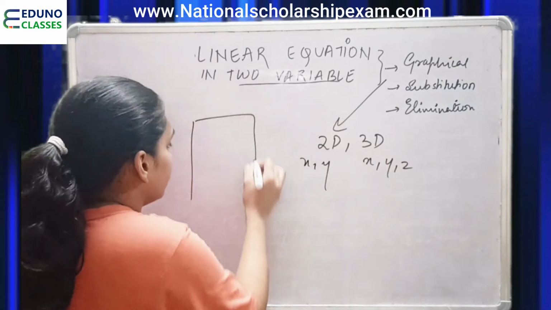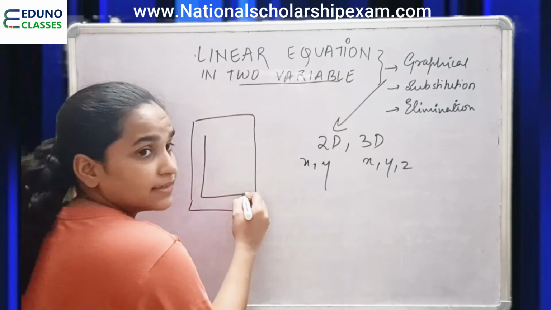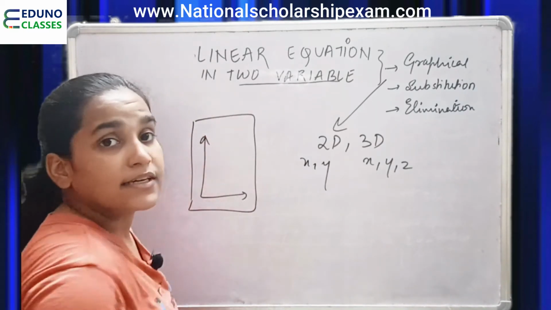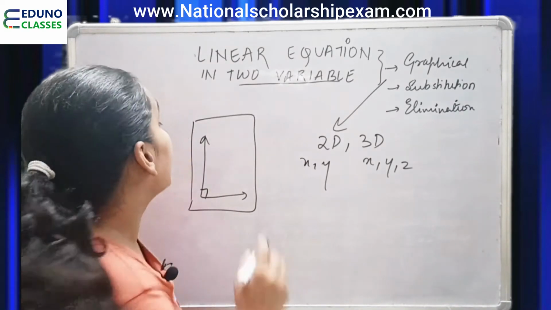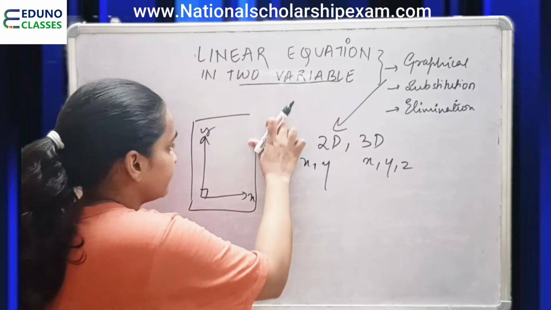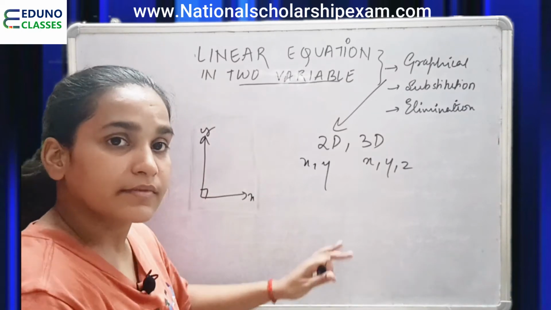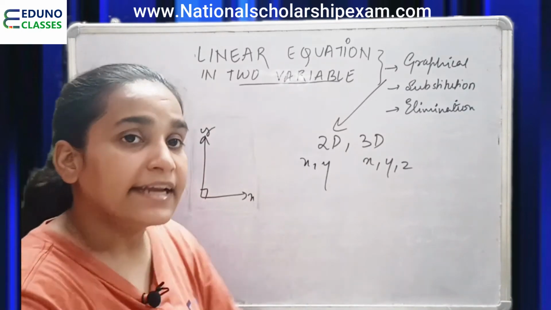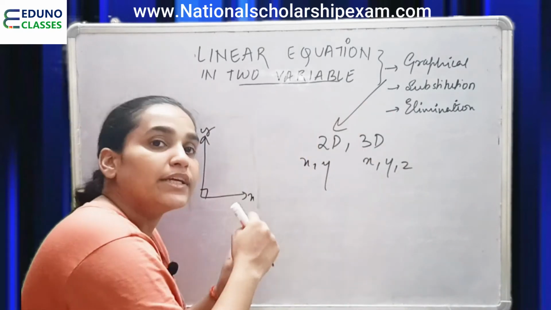Here you have a paper. This paper has only two dimensions, this dimension and this dimension. These two dimensions, which are mutually perpendicular to each other, make a 2D graph. So now this becomes a 2D graph. Okay, we are through with this. Any 2D representation can be made on a 2D graph.